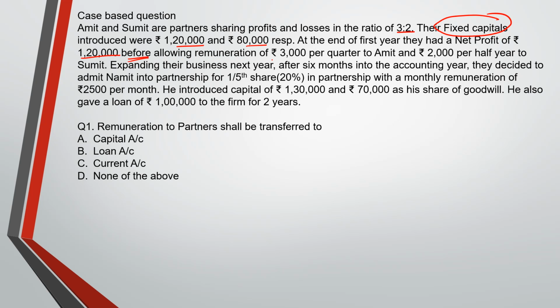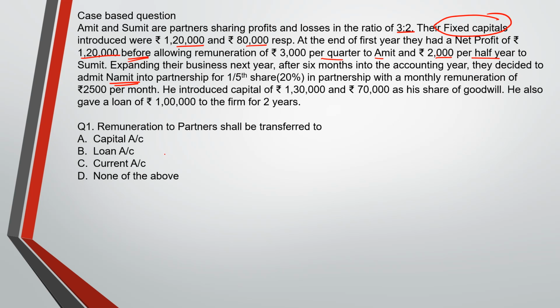So it is before allowing this remuneration of 3,000 per quarter to Amit, 2,000 per half year to Sumit. So everything is different. It's quarterly, this is half year. Expanding the business next year after 6 months into the accounting year. So they decided that they'll expand the business, and by the time they decided, it was already 6 months into the accounting year. They decided to admit Namit.